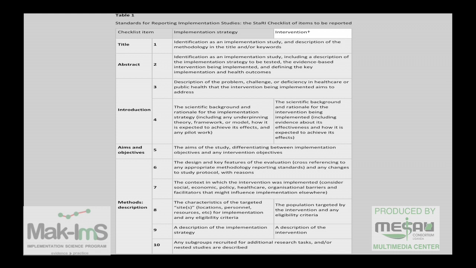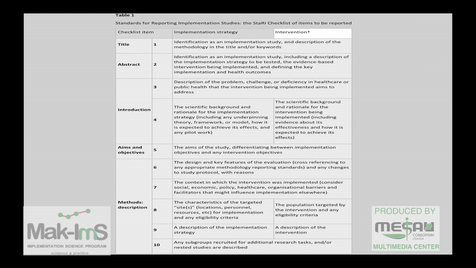In terms of the second thing, it's an abstract, but this is the usual way we have written abstracts before. Yeah? The only thing is it has to be very clear what the evidence-based intervention you implemented was, and then you define the key implementation and health outcomes. Under that, you then go ahead and describe the problem, the challenge or deficiency in healthcare, and what you aimed to address.